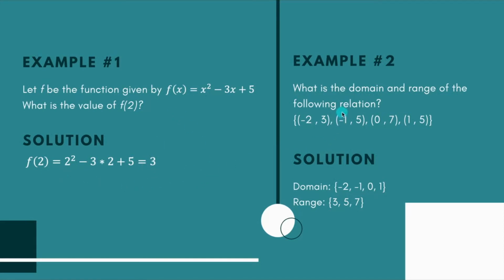For a second example, it's asking what the domain and range of the following relation is. So remembering how we defined domain and range in the previous slide, the domain is a collection of x values and the range is a collection of y values. In this case, since we have a set or a collection of coordinate pairs, the x values will be the first number in each pair. So the domain will be -2, -1, 0, and 1, and the range will be 3, 5, and 7. And we don't count this one because there's already a 5 over here, so it's not a unique value.